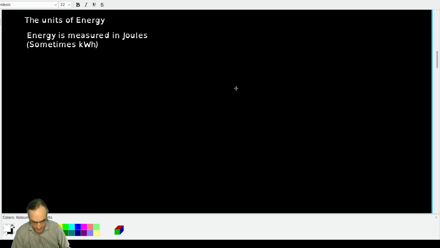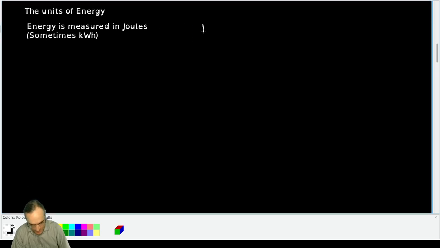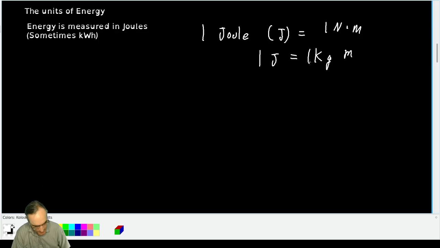All right, let's talk about the joule for a moment. 1 joule, symbol is just capital J, is equal to 1 Newton times meter. Or you can break it down even further, and 1 joule is 1 kilogram meter squared per second squared. So 1 joule is 1 kilogram meter squared per second squared, or it is 1 Newton times meter. I like knowing these base units because I use dimensional analysis to check myself all the time, so knowing that a joule is a kilogram meter squared per second squared is a good thing to know.